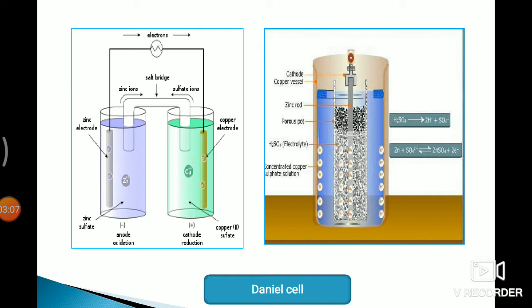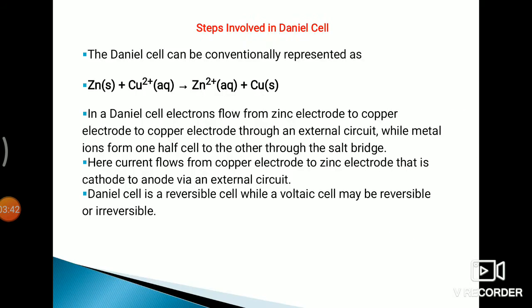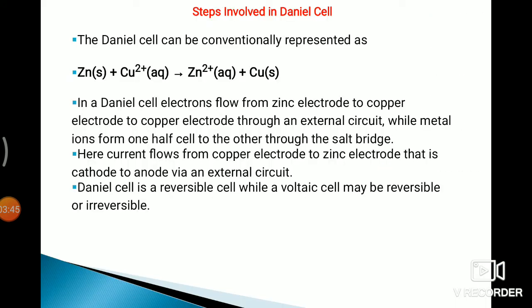Because of high oxidation potential, the zinc electrode acts as an anode and the copper electrode acts as a cathode in both the Daniell cells. And the electromotive force, that is the EMF developed, is due to the chemical reactions occurring at cathode and anode. At the anode, an oxidation reaction takes place, and at the cathode, a reduction reaction takes place.